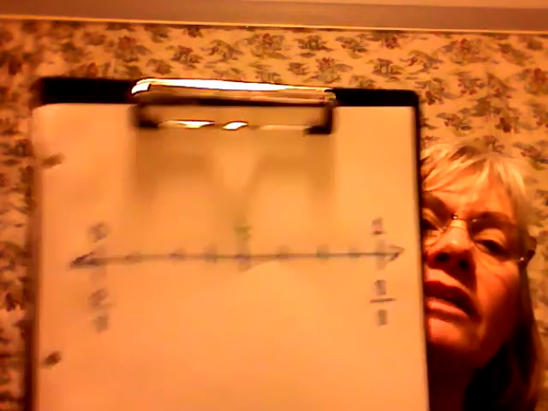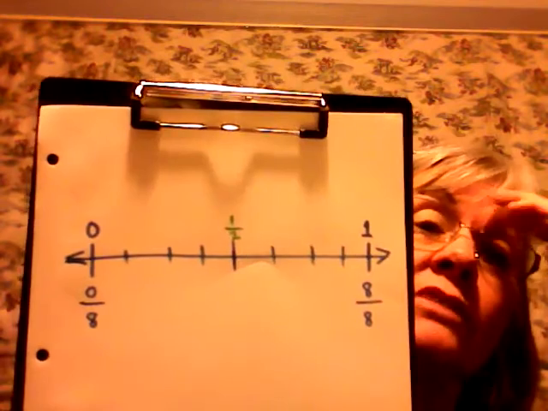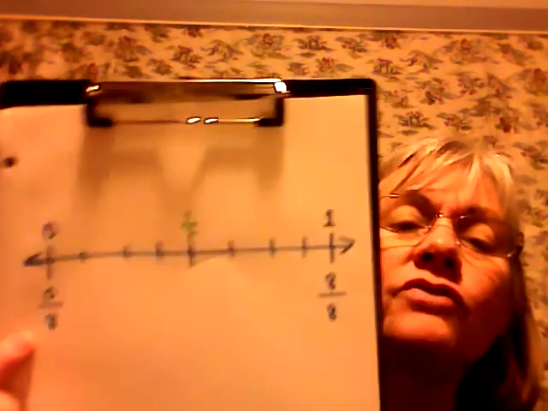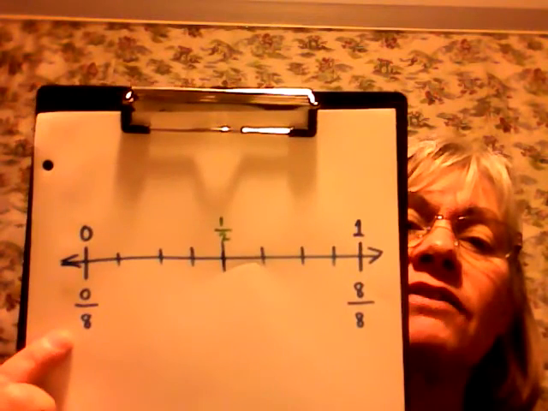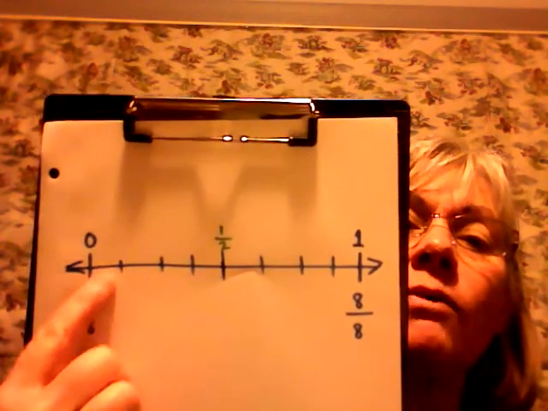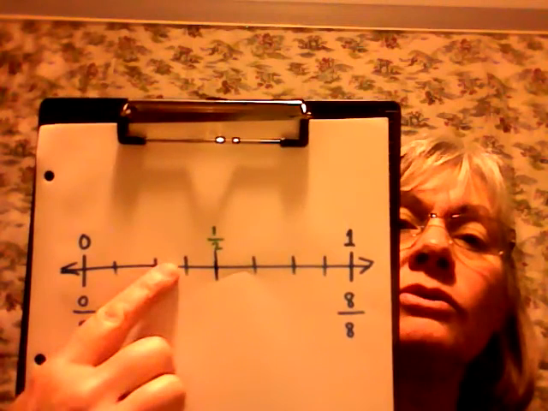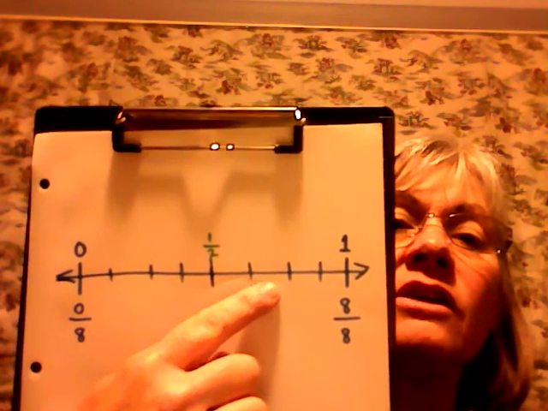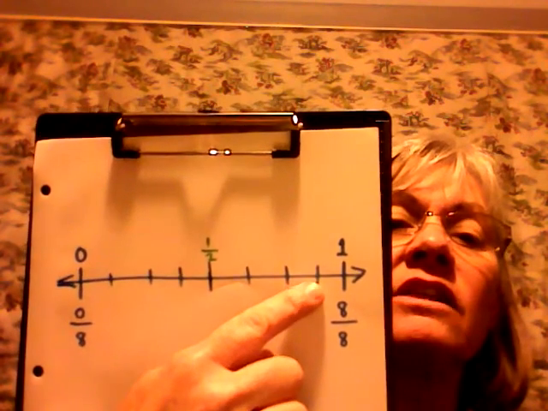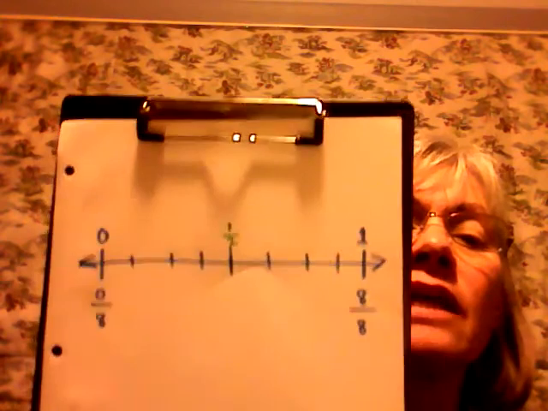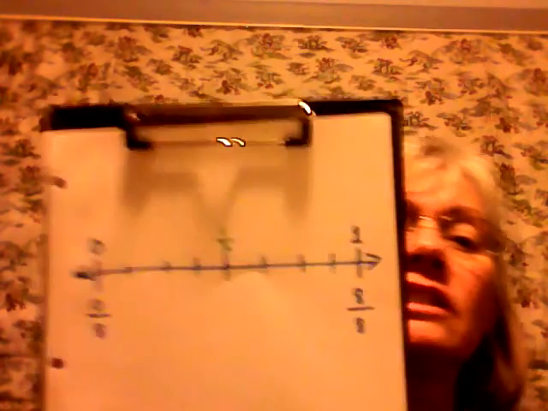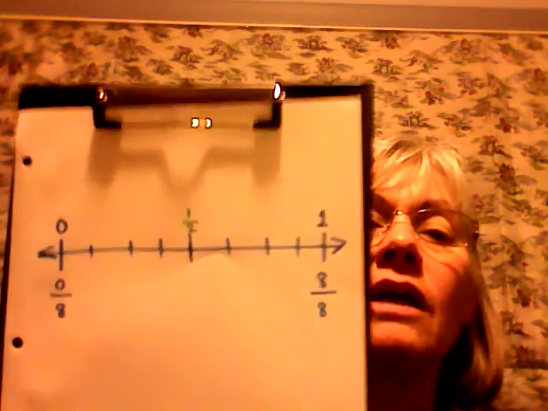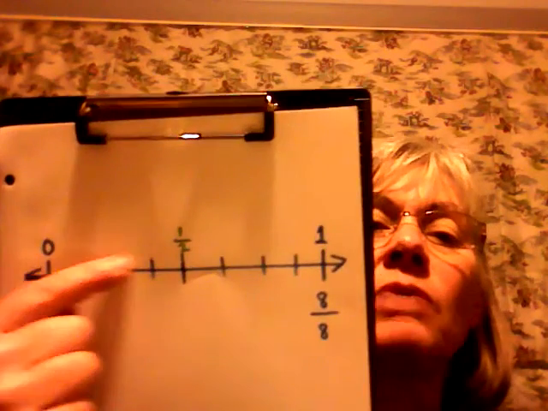We have a number line that only counts from 0 to 1. The first fraction is 0/8, and then we have 1, 2, 3, 4, 5, 6, 7, 8 parts. And when we get to the number 1, that fraction is called 8/8, which means exactly the same thing as one whole. I've already labeled the middle, which is 1/2.